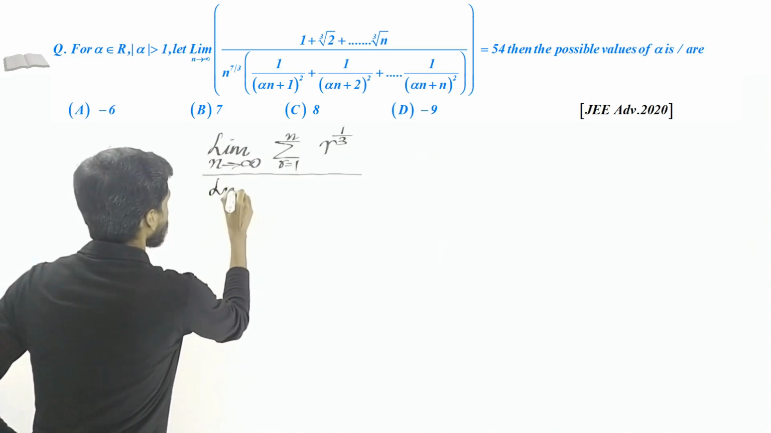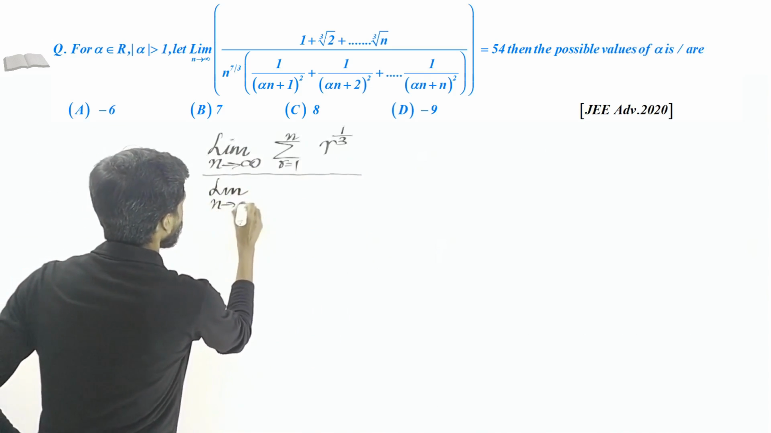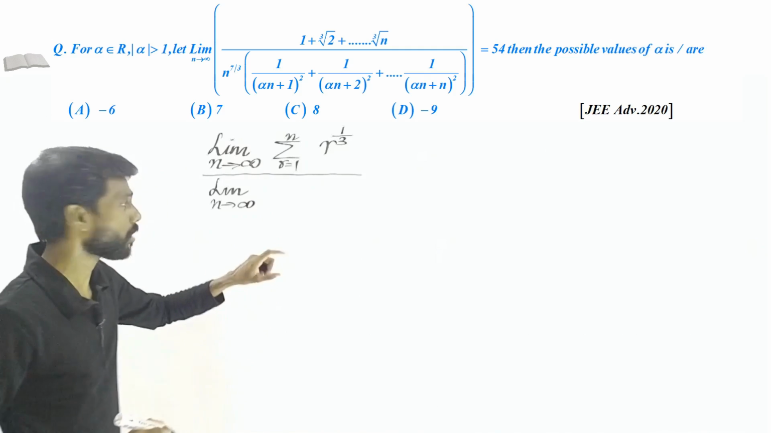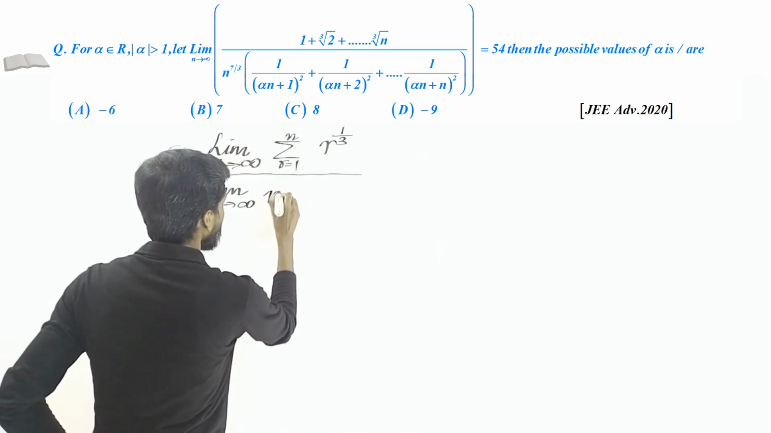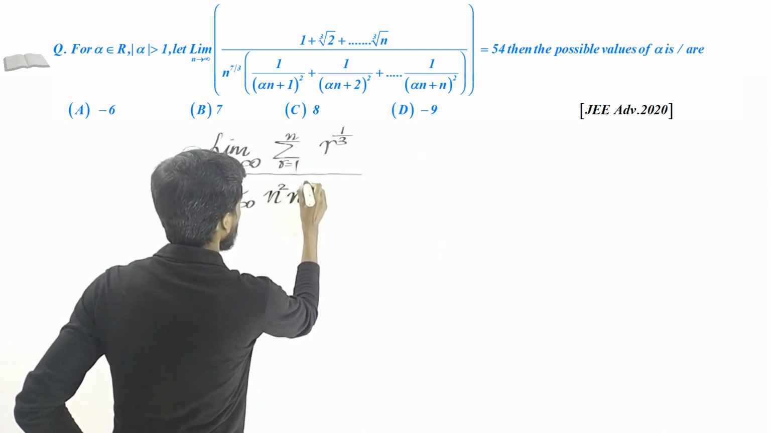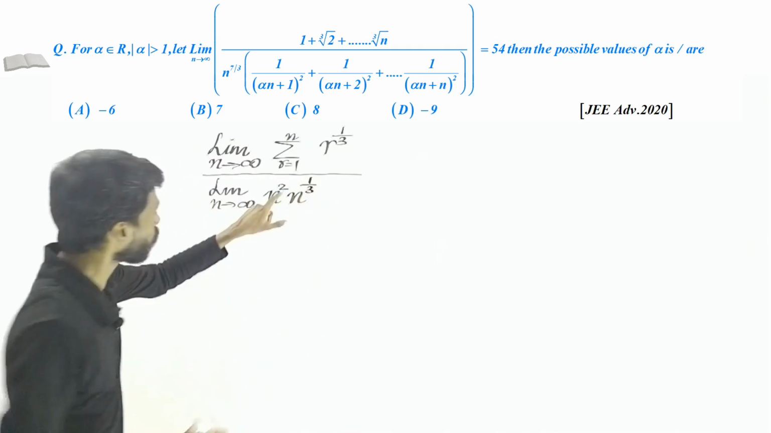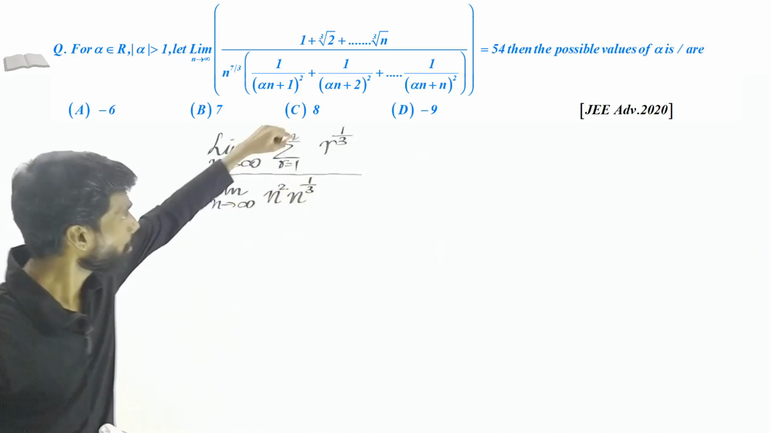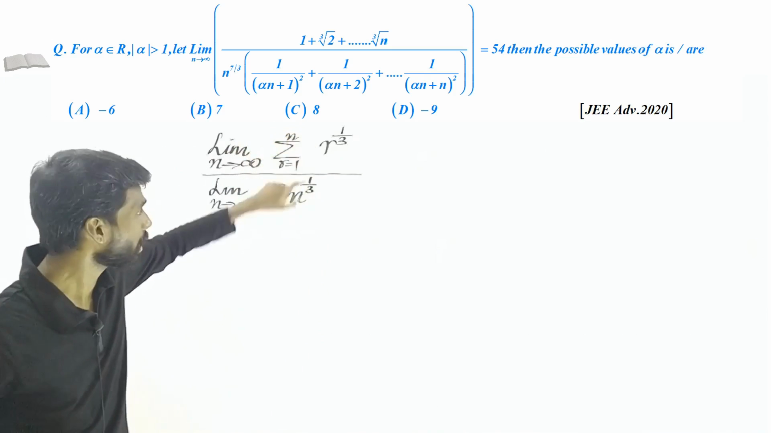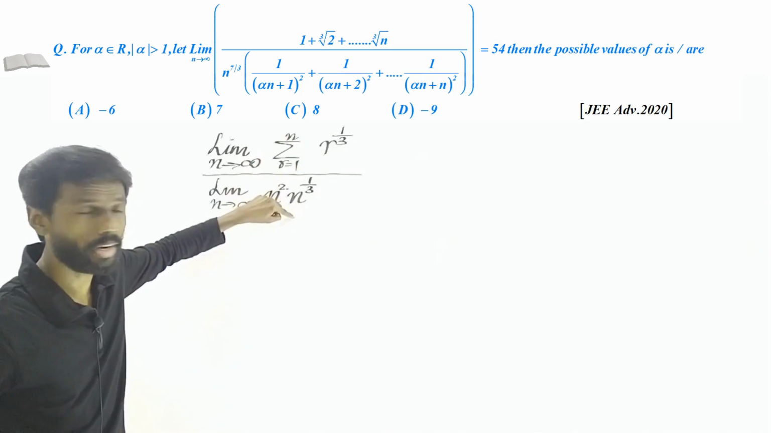So limit n tends to infinity, now summation, but before that we have n to the power 7 by 3. So that we write as n square multiplied by n to the power 1 by 3. So 2 plus 1 by 3, that is 7 by 3. We split this n to the power 1 by 3 because already we have r to the power 1 by 3, so we can combine these two.